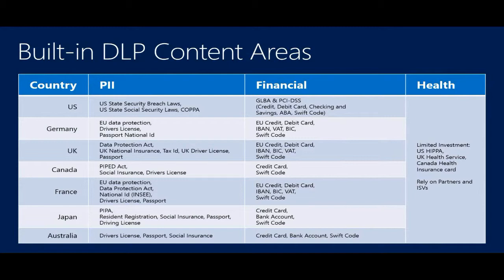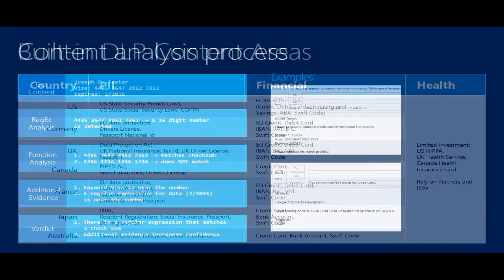You can break it down. If you're a U.S. company, you can see we got security breach laws and the U.S. state social security laws. We have all the different HIPAA for health, finance, you saw PCI. All of them are already in there from a template standpoint. And there are thousands of partners like Champion that can develop custom templates for you if you really want to get very verbose about what you're looking for and making sure you're not getting false positives from your security policy.